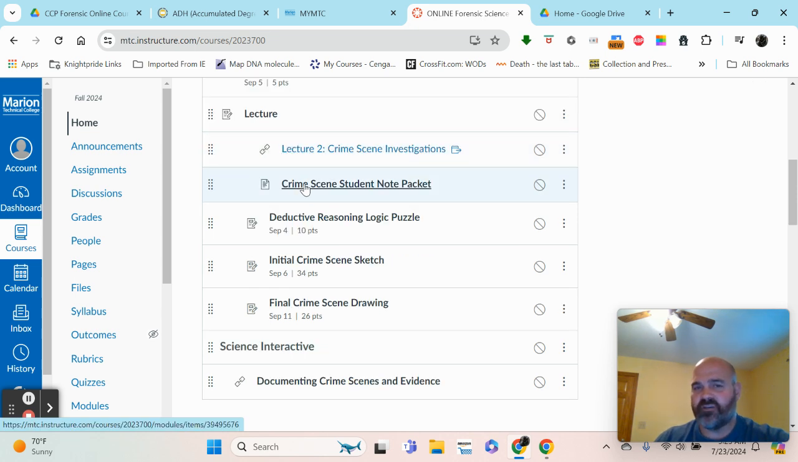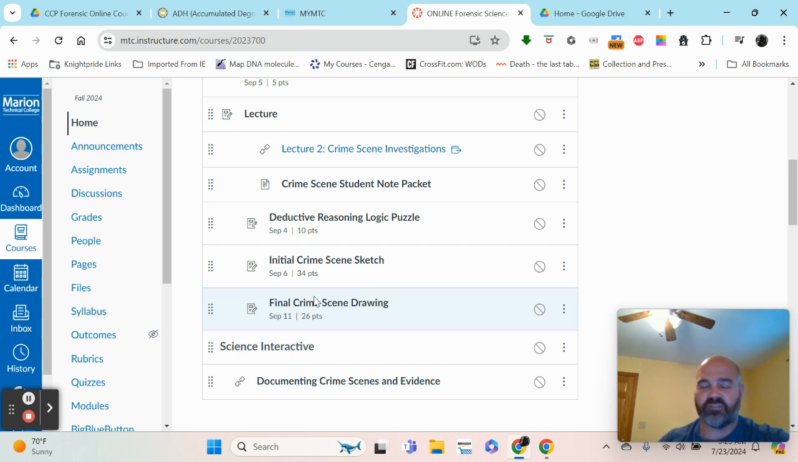The lecture 2 stuff, so your note packet that accompanies lecture 2, again, if you want to print those off, that's there. You've got a logic puzzle to do and a crime scene sketch. And again, the instructions for each of those are present in the assignment. So you click on the assignment. There may be another link that takes you to another page, but regardless, very important there.